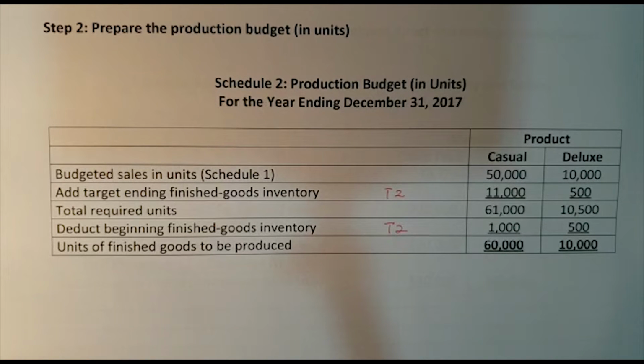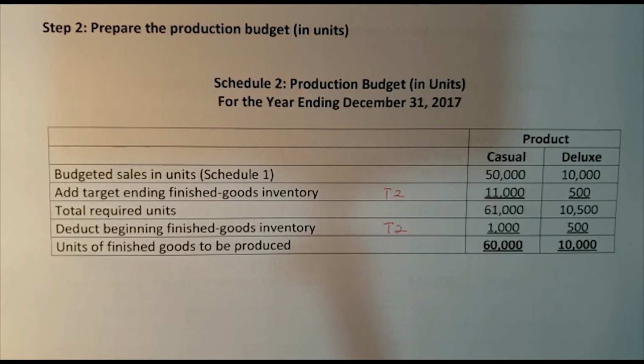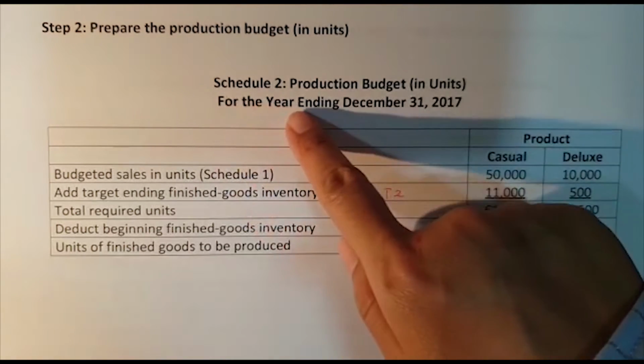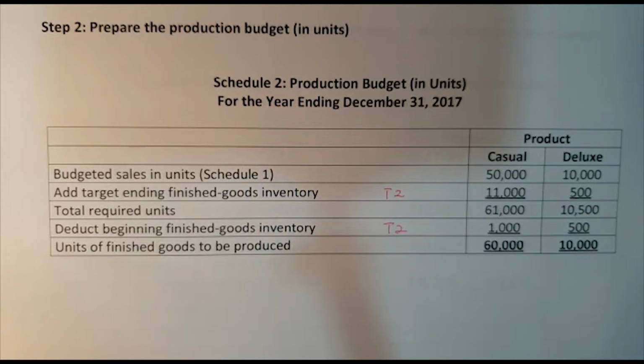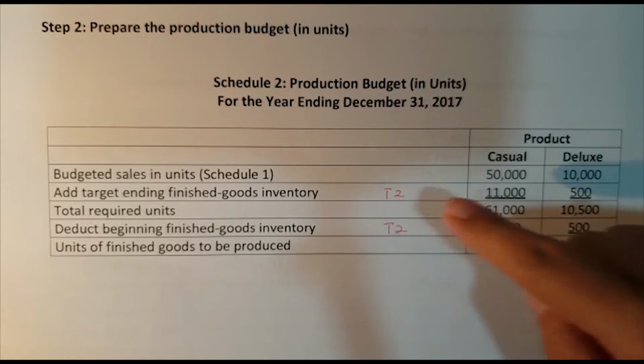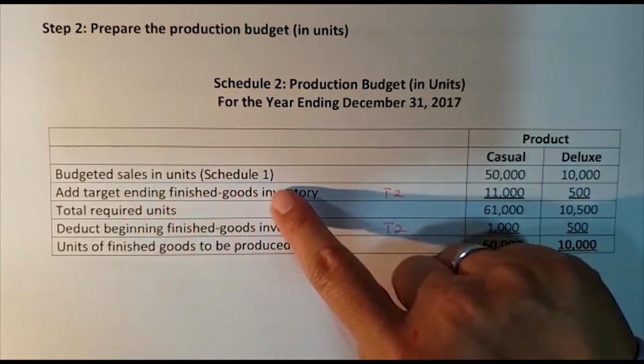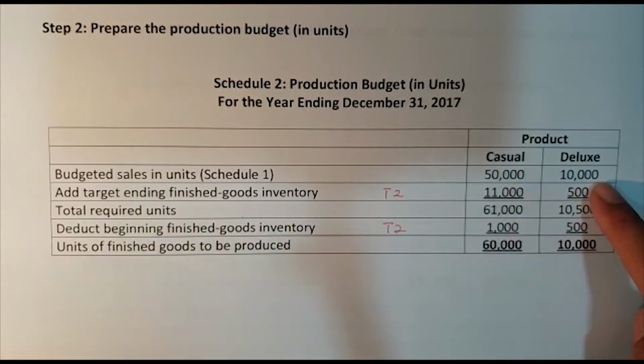Alright, now we are going to look at the production budget. In the production budget, we calculate in units. This is what we call Schedule 2. For the production budget, we start with budgeted sales in units as in Schedule 1, that is 50,000 and 10,000.